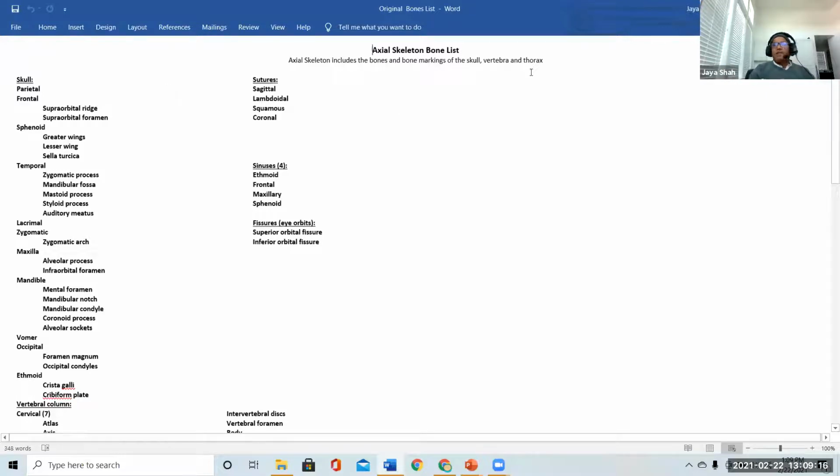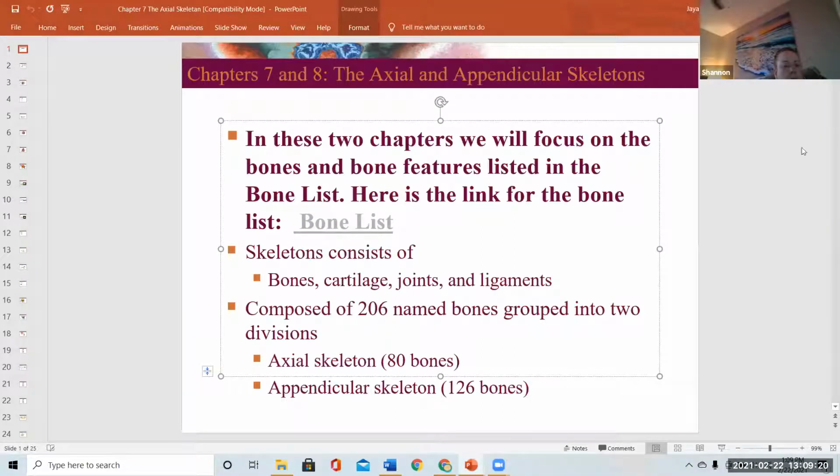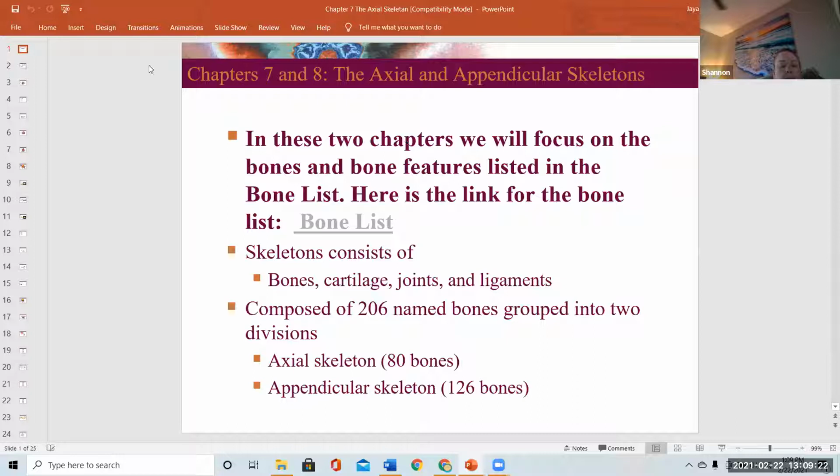Okay, so with that, I'm going to go and I will go over each of the bones. Okay. So here, chapter 7 and 8, the axial and appendicular skeletons. In these 2 chapters, we will focus on the bones and bone features listed in the bone list. Here is the link for the bone list.